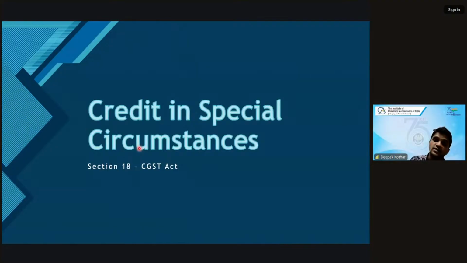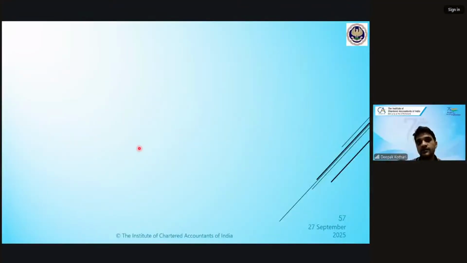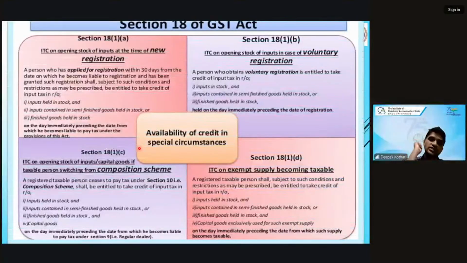Credit in special circumstances: in normal circumstances what credit you will get and what reversal you will have to do, all this we know. But in special circumstances credit has to be reversed. Okay, we have 10 to 15 minutes for this. So what we'll do is, there are certain circumstances. We'll understand the first circumstance. Based on that, we will develop and further understand three more circumstances in the next class. So there are four circumstances in which credit is available in special circumstances.